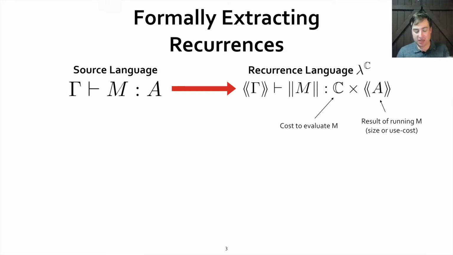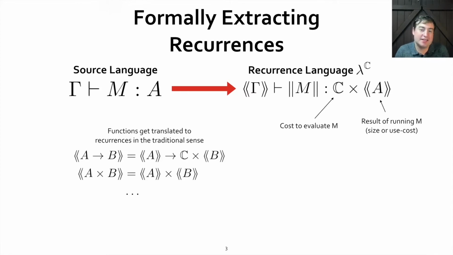So, a term of type A in the source gets translated to a pair, consisting of the cost to evaluate that term, along with the size of the resulting value of type A. Now, this size translation that I'm talking about is essentially the identity on values, except at higher type, where the size of a function is a recurrence in the traditional sense. So it's a function from sizes to costs and sizes.